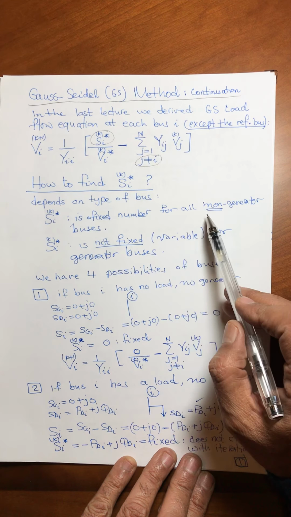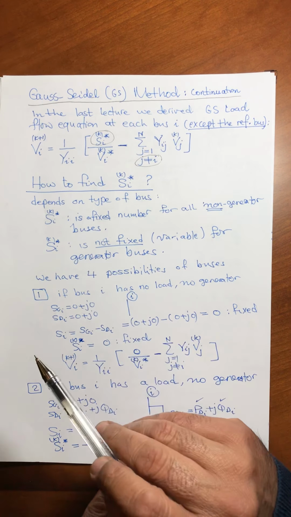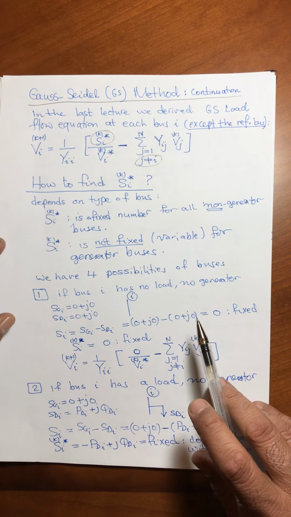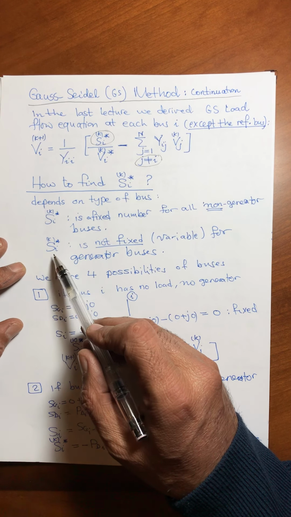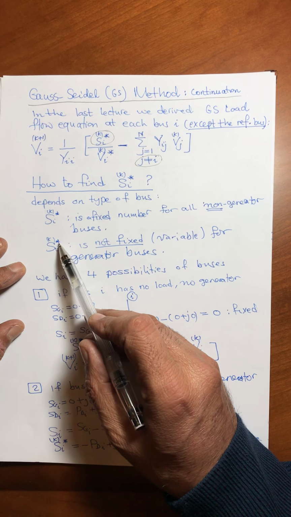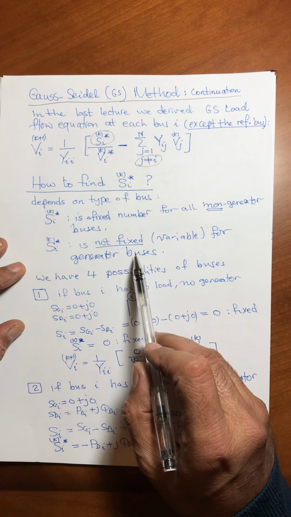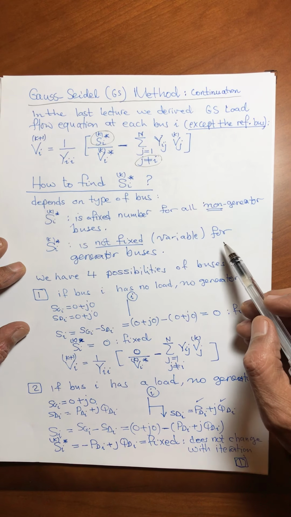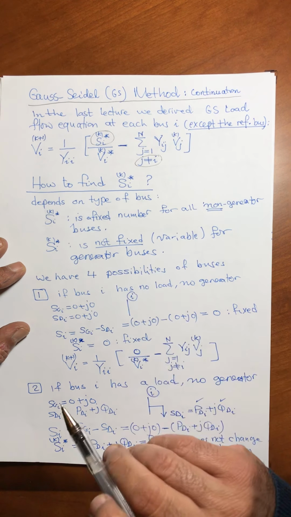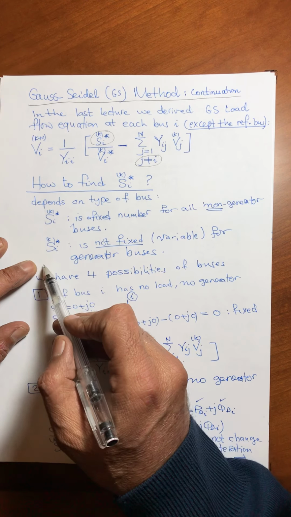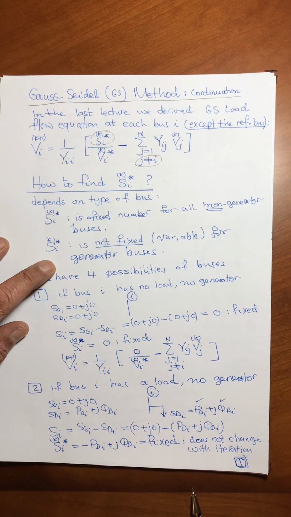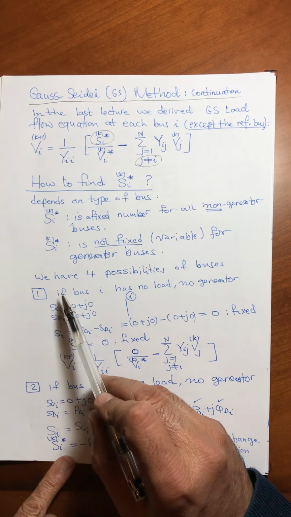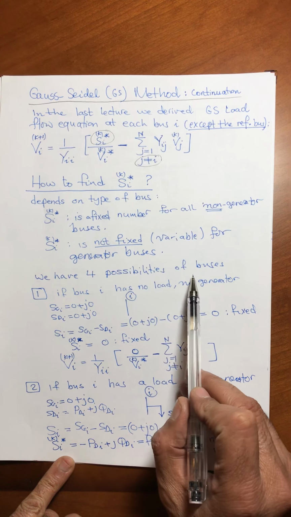It's fixed for all non-generator buses, I mean for load buses. And we will notice also that Si of iteration k conjugate is not fixed. Not fixed, I mean it's a variable. That happens for generator buses. This is the only difficulty we will face: how to find Si for generator buses. We have 4 possibilities of buses.